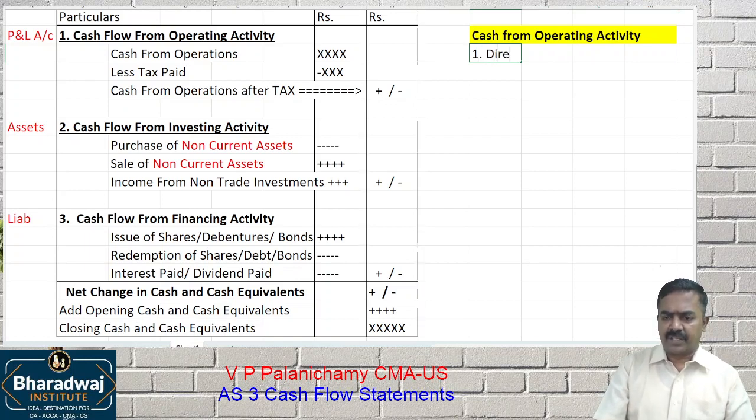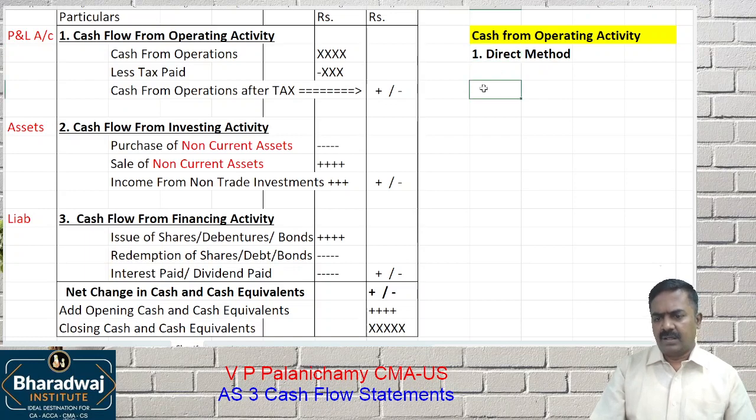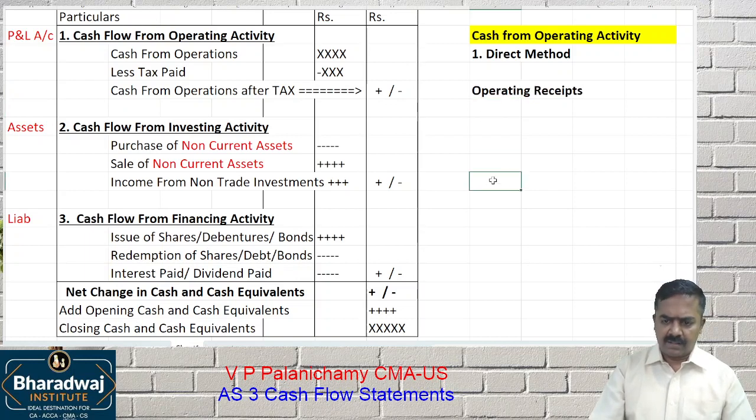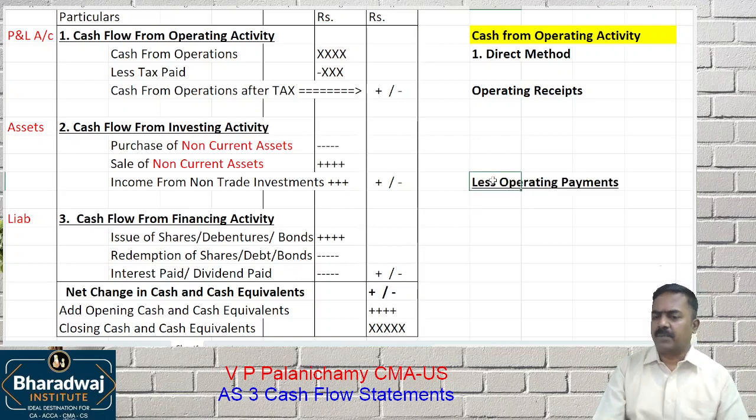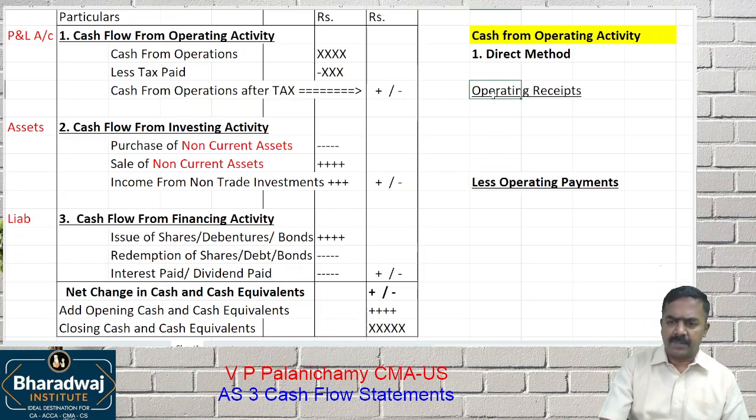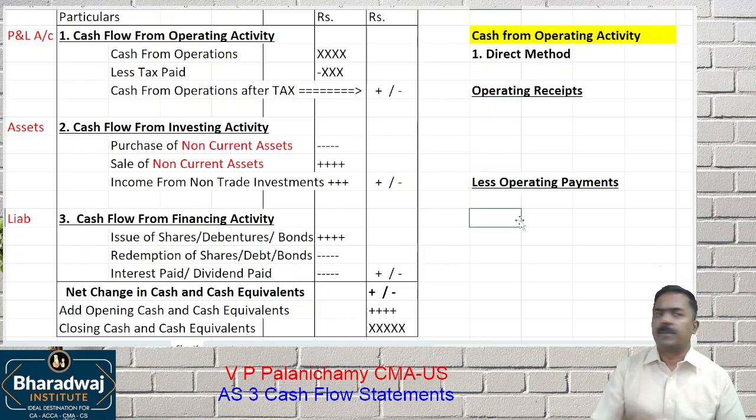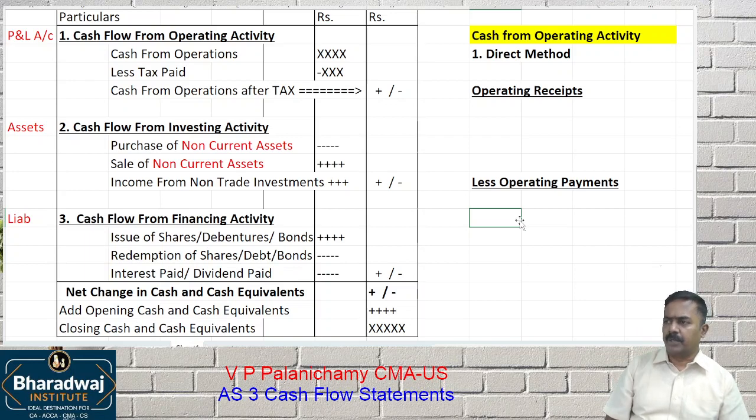There are two methods of working it out. One is called the direct method. The direct method is very simple. Take operating receipts less operating payments. Operating receipts minus operating payments will give us cash from operation. Listen to it, then you can copy. I'll give you time to copy.